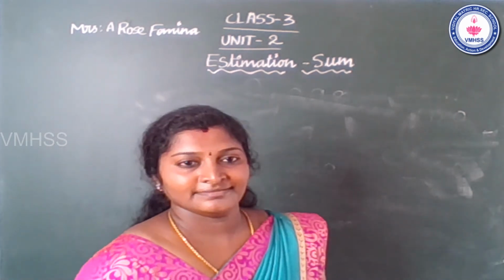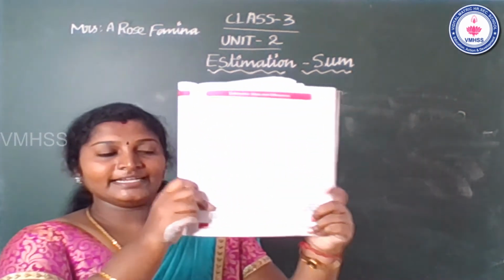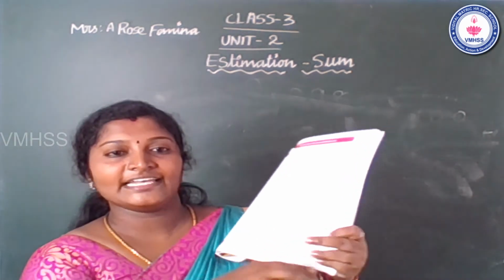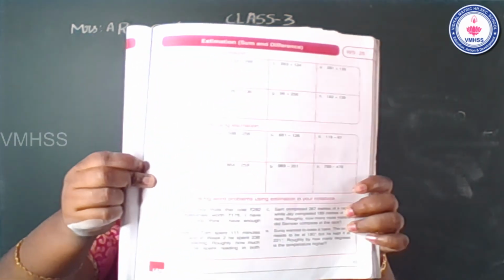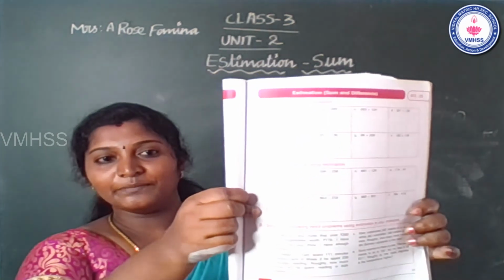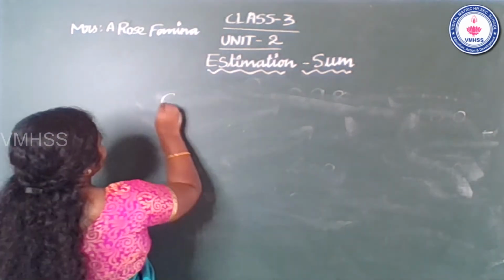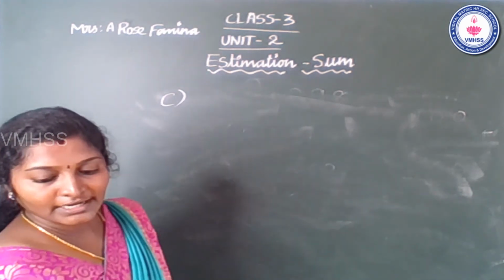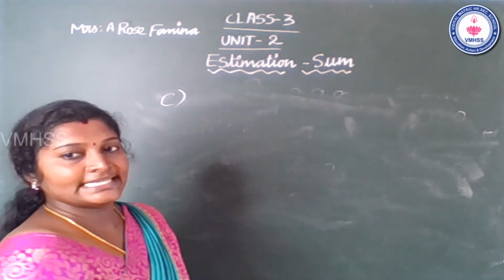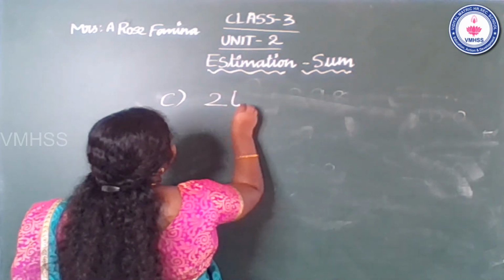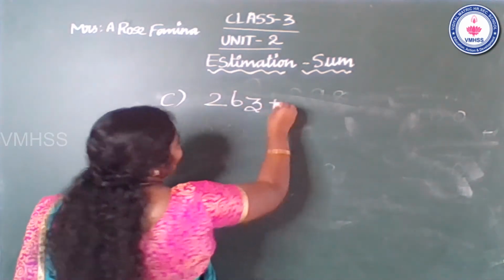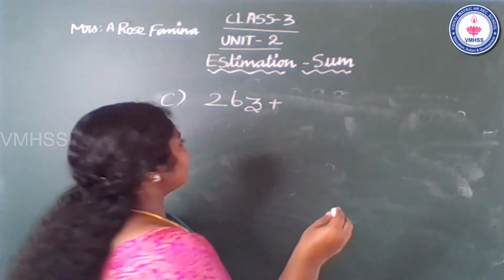Okay, next sum. Students, take page number 57. See the C sum. What is the number? 263 plus 124.